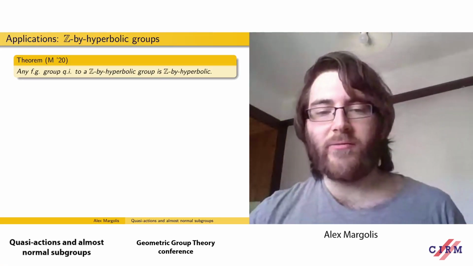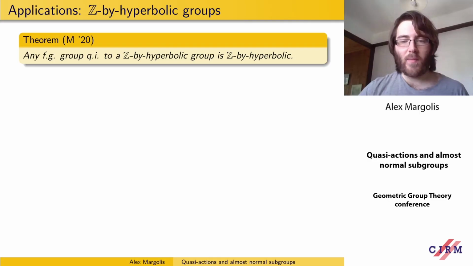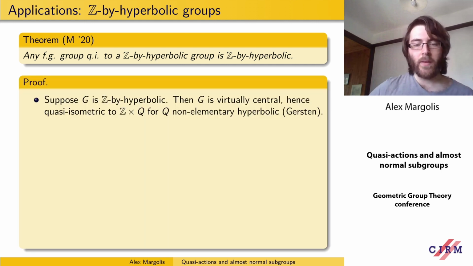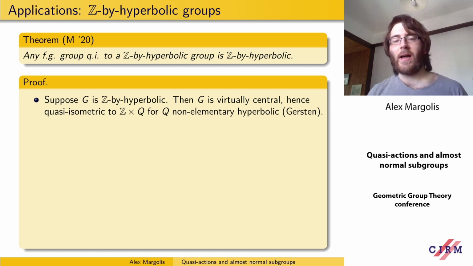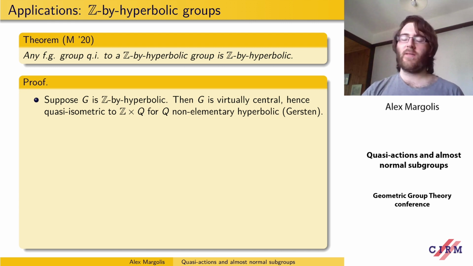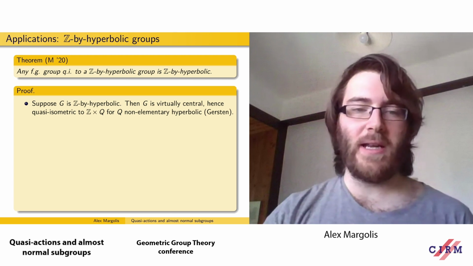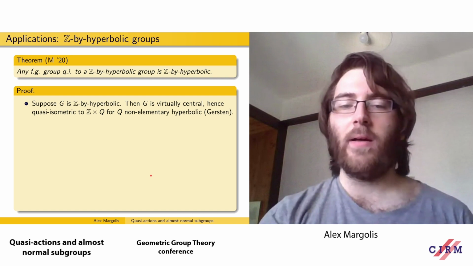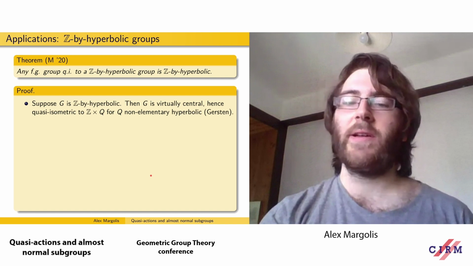If we have a finitely generated group quasi-isometric to a Z by hyperbolic group, then it has to be Z by hyperbolic. And we now have the tools to prove this. So firstly, if a group is Z by hyperbolic, then it's virtually central. That's very easy to see. And then the result of Gersten says that it has to be quasi-isometric to a product of Z times Q, where Q is the non-elementary hyperbolic quotient. And this uses the fact that the comparison map from bounded cohomology to ordinary cohomology in degree 2 is surjective. So the cocycle defining the central extension is a bounded cocycle.